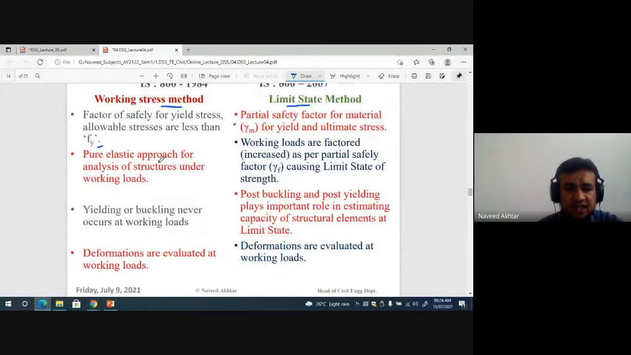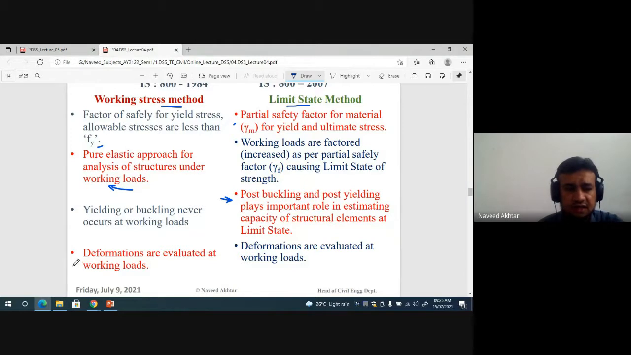In the pure elastic approach for an axial structure under working load, only the elasticity of the material is considered, and the elastic limit is considered in the design of the working stress method. Whereas in the limit state method, post buckling and post yielding play an important role in estimating the capacity of a structural element at the limit state. Beyond the elastic limit, the member strength is also considered in the limit state method, that is, post buckling and post yielding strength are also considered.